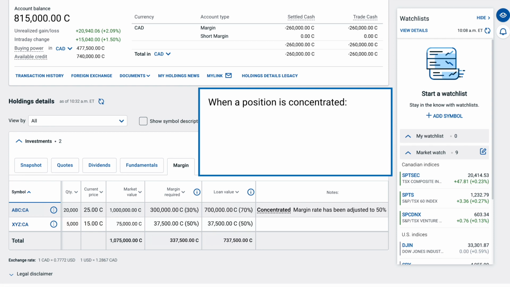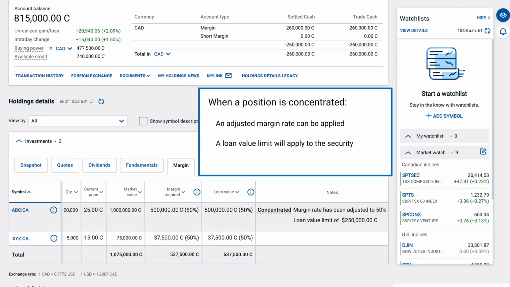When a position is concentrated, two things could happen. First, an adjusted margin rate can be applied. This means that the margin requirement may increase. Conversely, that means the loan value rate will decrease. Second, a loan value limit will apply to the security. This will limit the amount of funds you will be extended based on this holding. For example, if a security with a loan value of $500,000 has a loan value limit of $250,000, then only $250,000 would be lent out on the position.